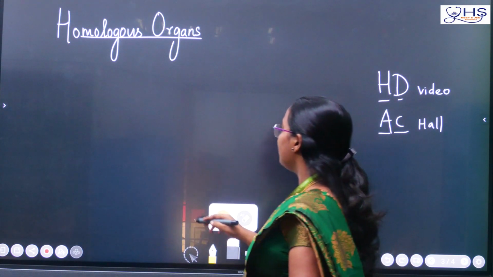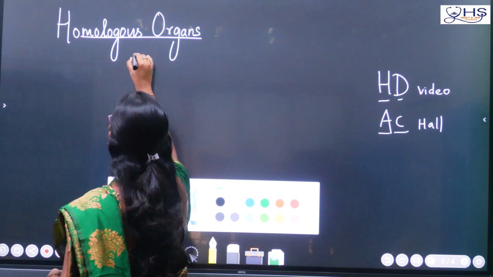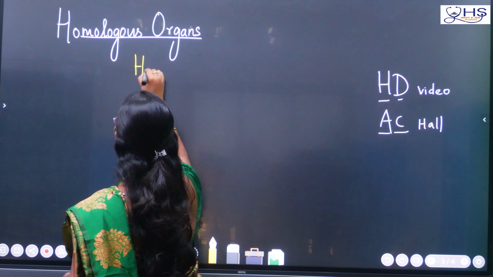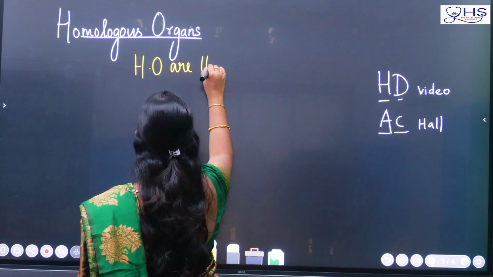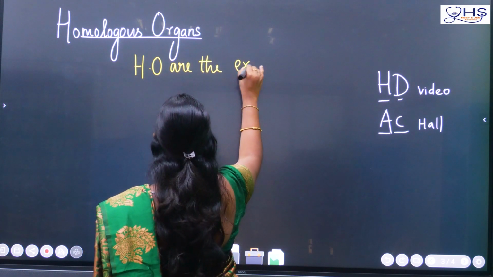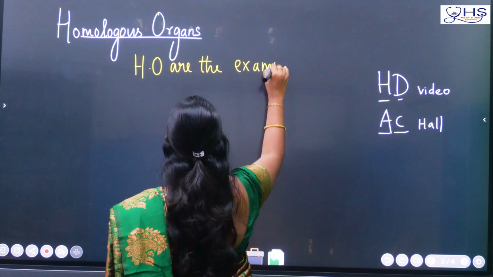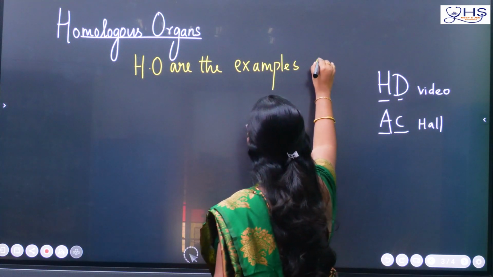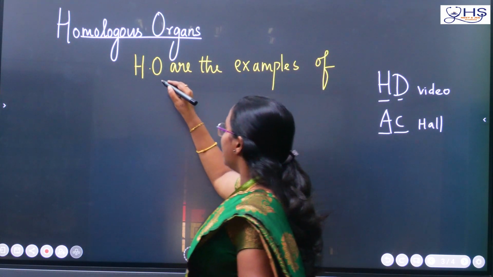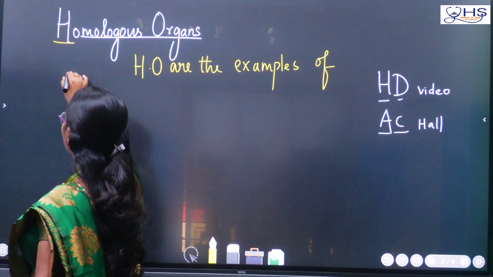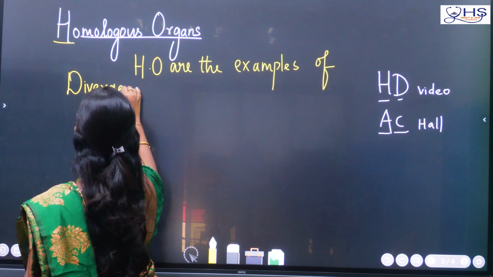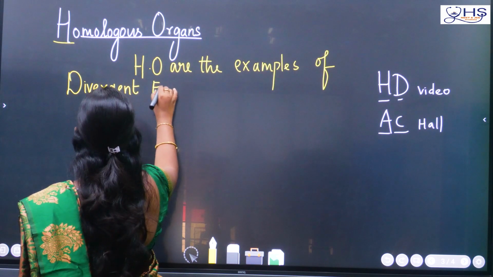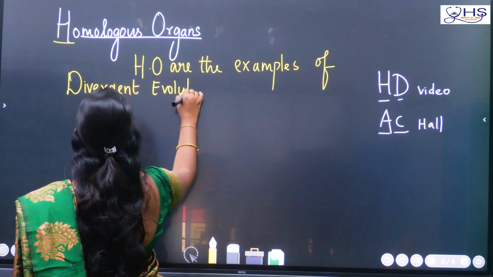Here you can say that homologous organs, I am just denoting as HO, homologous organs are the examples of what? Examples of convergent or divergent. It is example of HD. So divergent evolution. Homologous organs are example of divergent evolution. Yes. Then comes the next question.